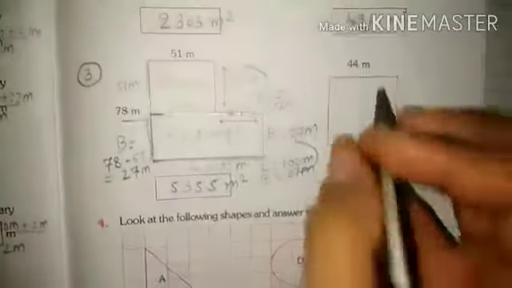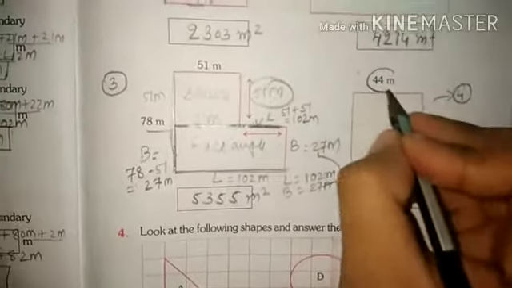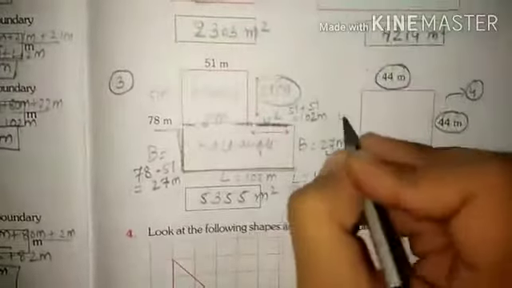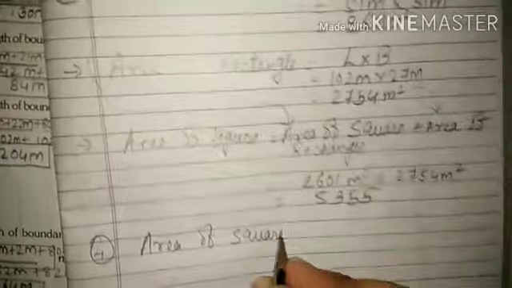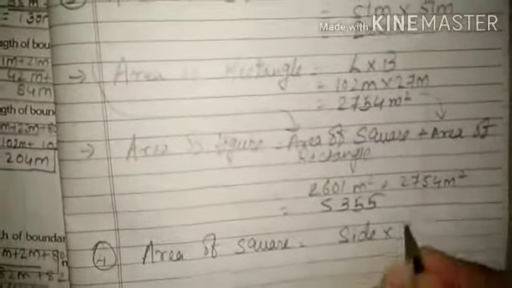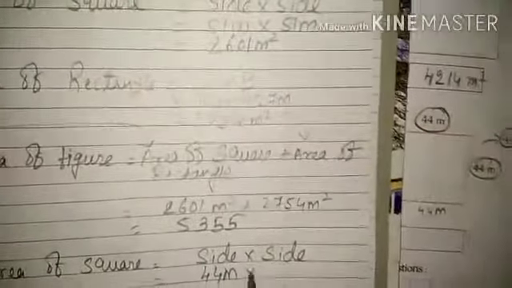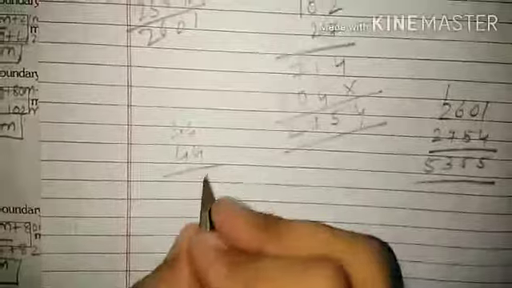Okay, so let us look at the fourth sum, which is given here as the fourth number. Of course, this is a square figure because both the sides are equal. So this is also 44, this is also 44. Put the formula for square. So area of square is side into side. So 44 meter into 44 meter I will write. So 44 into 44 meter, do the calculation in the rough sheet.